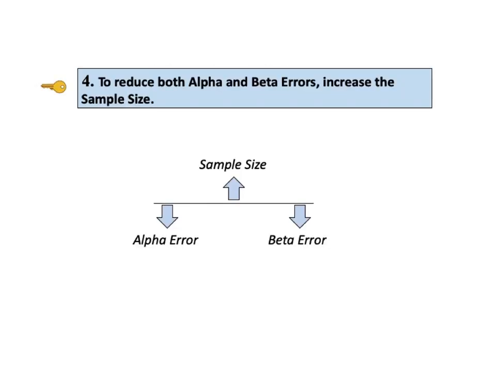KTU number 4 says, to reduce both alpha and beta errors, increase the sample size. When it comes to alpha and beta errors, increasing sample size is like the universal cure. There are other factors involved, but increasing the sample size will reduce both alpha and beta errors. If the sample size is relatively large, increasing it further will yield diminishing returns in error reductions. There are 2 articles in my book on sample size and 2 corresponding videos on YouTube.